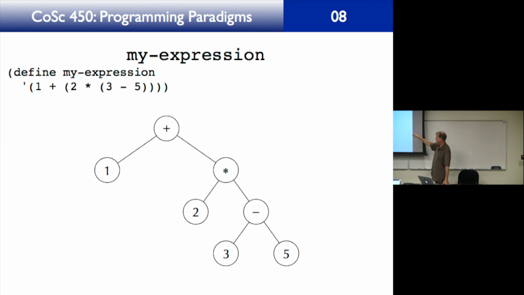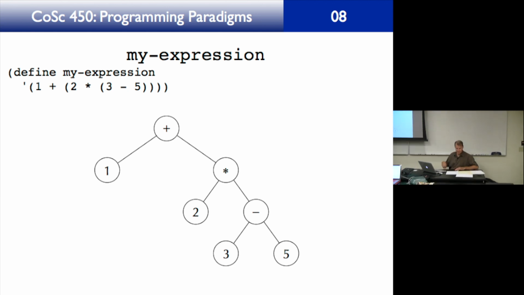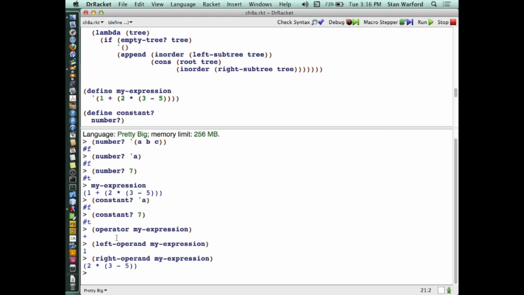Because it's fully parenthesized, there's no ambiguity as to what happens first. First you do the 3 minus 5, yeah? And then you multiply that times 2, and then you add 1 to that. And so that's the picture of the tree. And now this is super easy, I think.